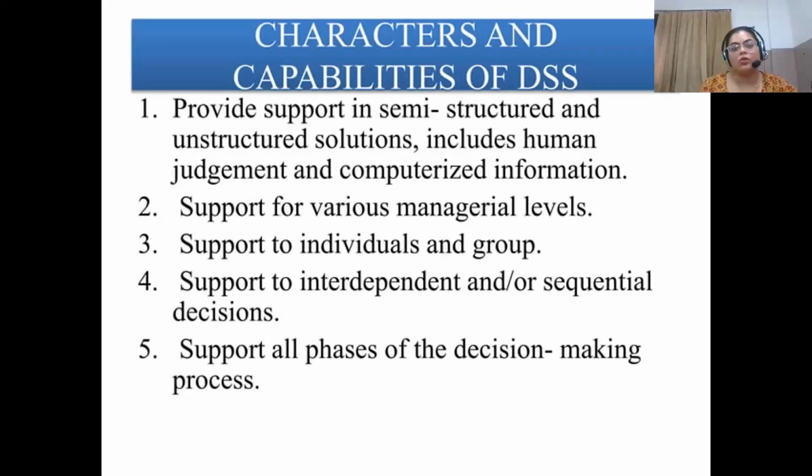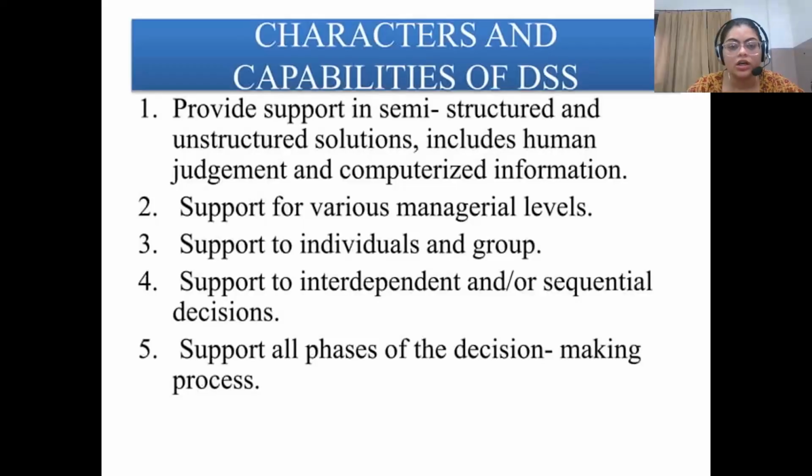Now we can say what the characteristics and capabilities of DSS are. What you can see is characteristics. It provides support in semi-structured and unstructured solutions, including human judgment and computerized information. Second, it supports various managerial levels. It supports individuals and groups. It supports interdependent or sequential decisions. It supports all phases of the decision making process.